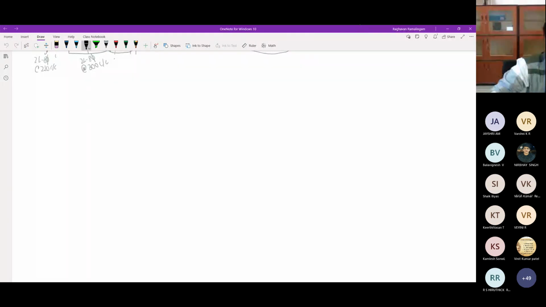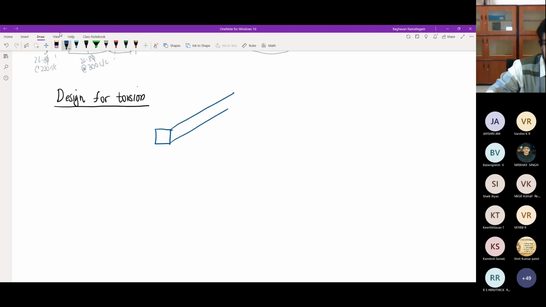Okay, good morning. We'll do a design on a beam which is subjected to torsion. Yesterday we saw the provisions relating to torsion, so we'll do a problem on that now. The typical example that I can give is if you have a floor system and you have a beam on the edge of the floor. That is the most typical example that I can give.